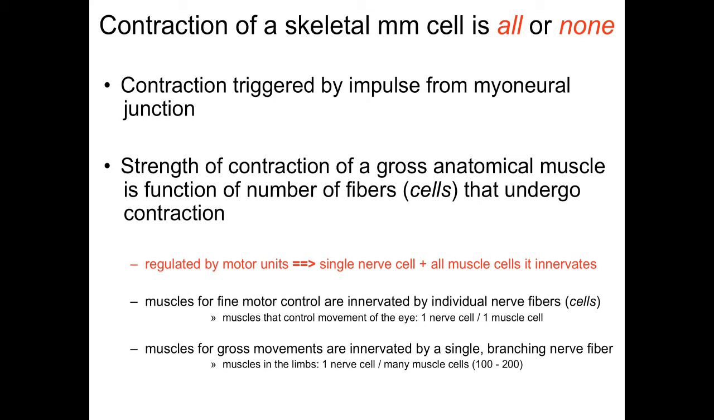So, for example, for muscles that control the movement of the eye, one nerve cell might innervate one skeletal muscle cell. But on the other hand, for muscles that are involved in the movement of gross anatomical components in the body, a single branching nerve fiber might innervate several hundred muscle cells. For the muscles that control movement of the fingers, one nerve cell may innervate maybe 10 or 20 individual muscle cells.